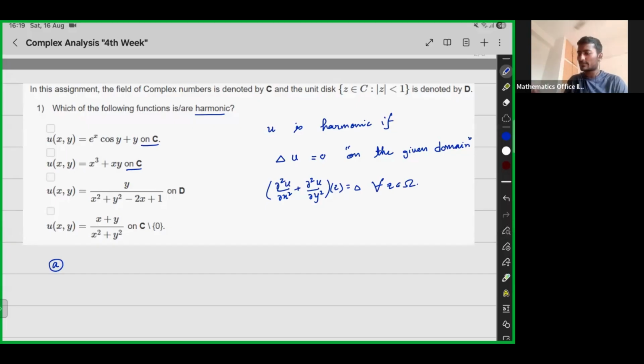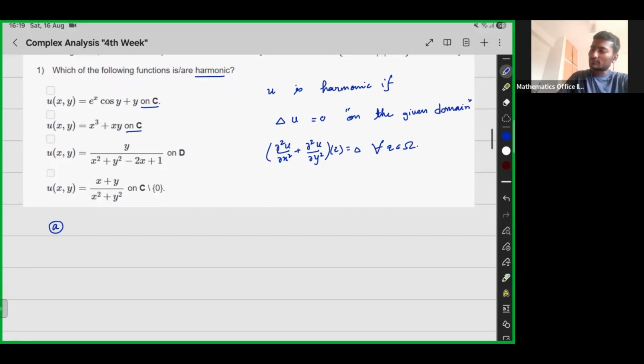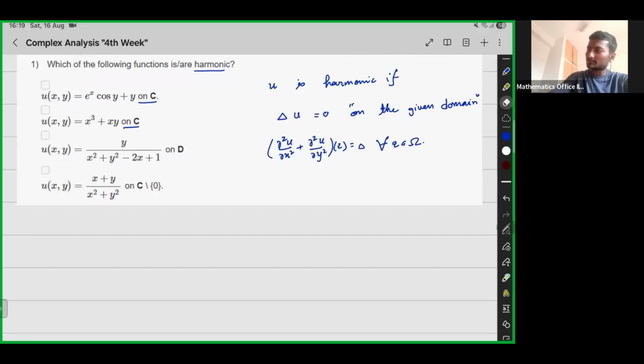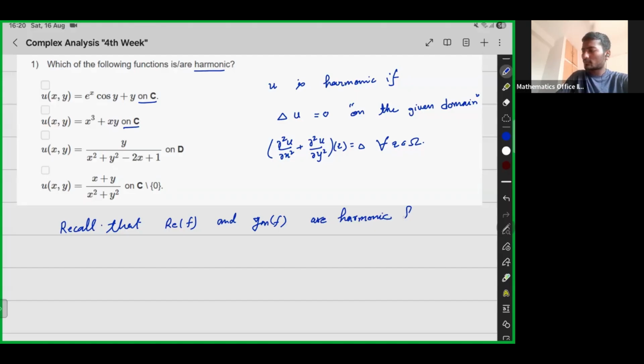So we can calculate this way, or we can guess some analytic function such that this u becomes the real part of that analytic function, because we know one result. Just recall that the real part of f and the imaginary part of f are harmonic functions, where f is a holomorphic function.